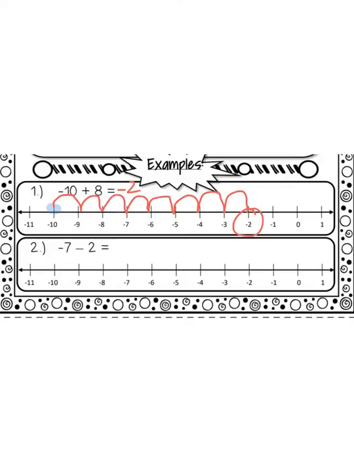Now remember, when it's plus 8, it's to the right. If it's minus a number, it's to the left. Let's look at number 2. -7 minus 2. So my first step is to draw a dot at -7. Now I am going to go to the left because it's minus 2 spaces. 1, 2. So my answer is -9.